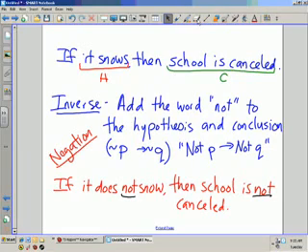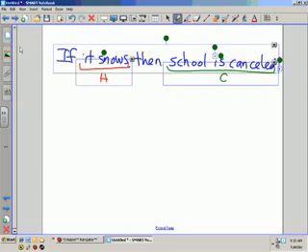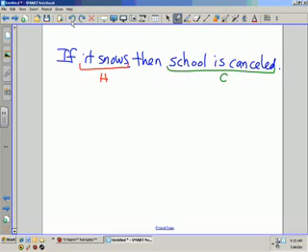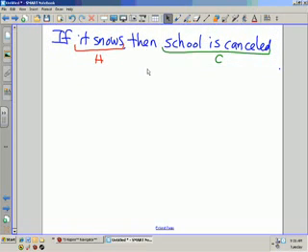All right, the final one is going to be something called the contrapositive. So the contrapositive, we're going back to the original statement. All of this goes back to the original statement. So if it snows, then school is canceled. Again, this represents P implies Q.